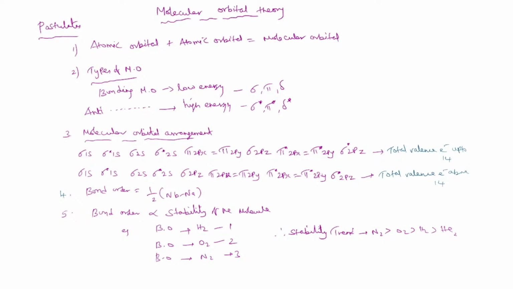Then only we can find out the bond order, stability, bond strength, paramagnetic or diamagnetic, everything we are able to find out. This is very important. Just remember this one, then it will be very easy to find out the other things.